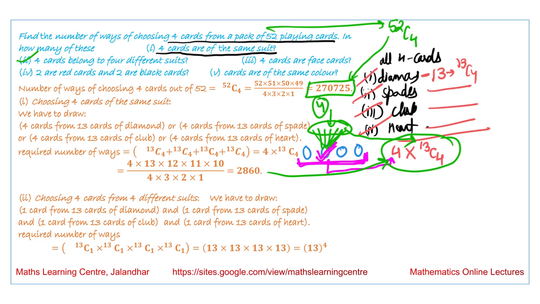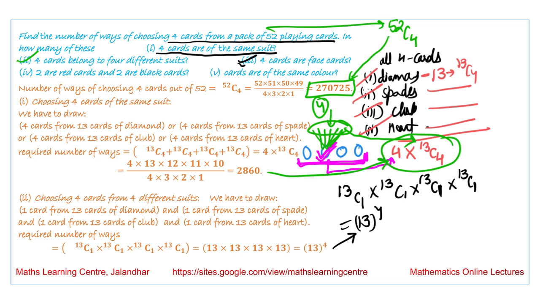Next is the second part. We are saying 4 cards belong to 4 different suits. It means that from each suit we require 1 card. From diamonds we choose 1 card, from spades 1 card, from clubs 1 card, and from hearts 1 card. So the answer we have is 13 raised to the power 4. So these are the number of ways in this case.